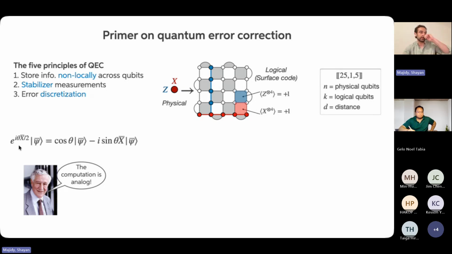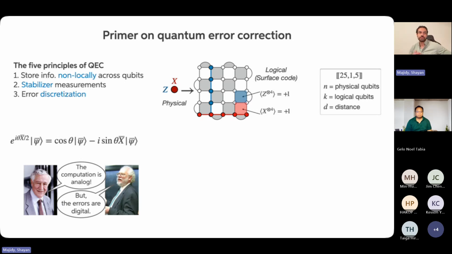So here, for example, what I've written is just an expression for some angle theta rotation around the x-axis. So some continuous error, because this theta can be anything. What it does is it creates a superposition of having your state with some amplitude and having an x error with some other amplitude.